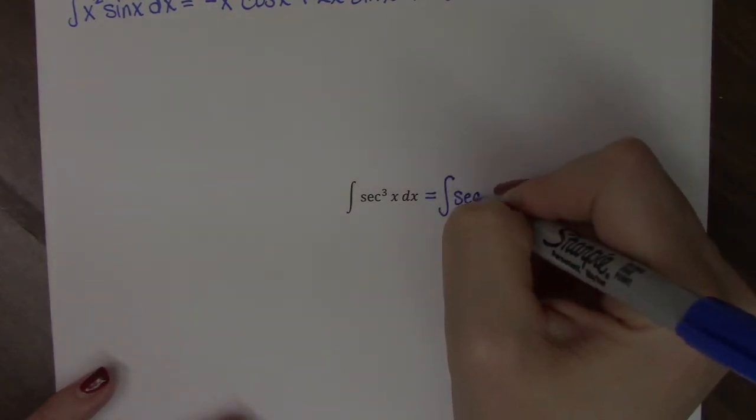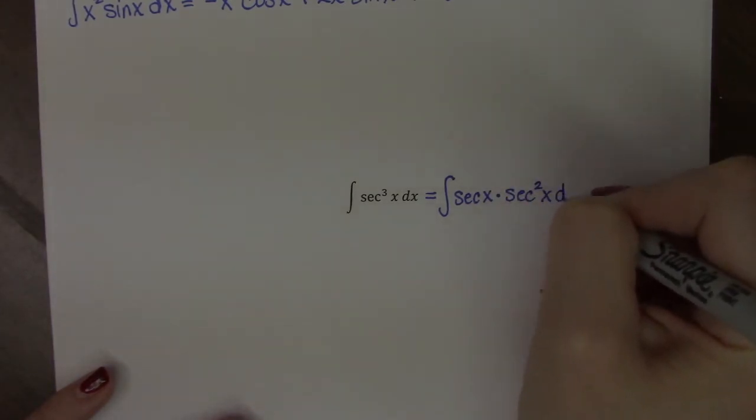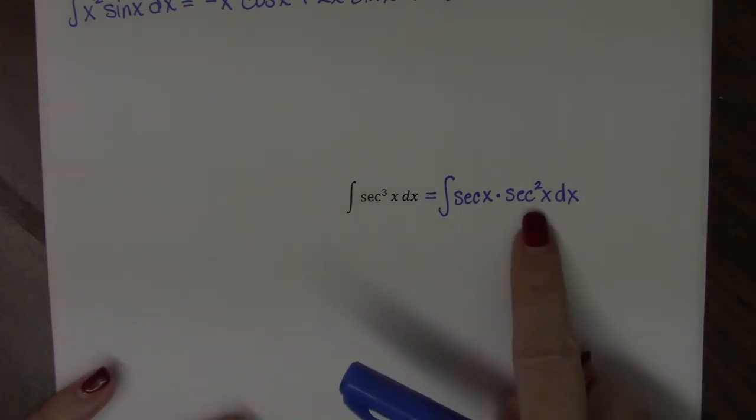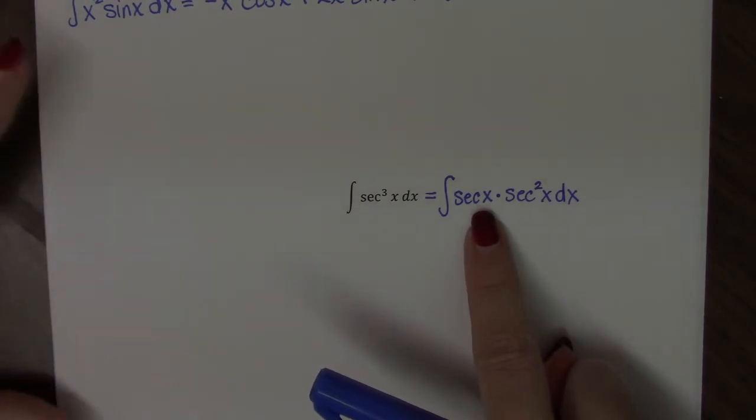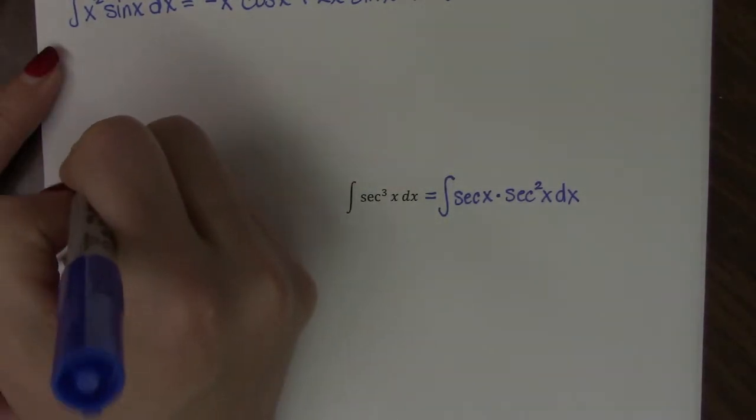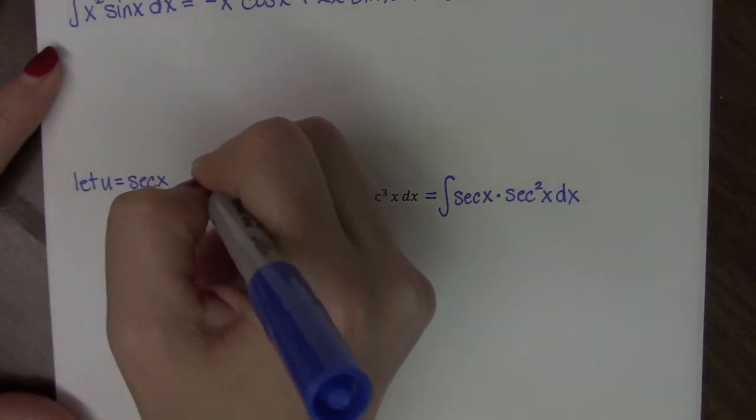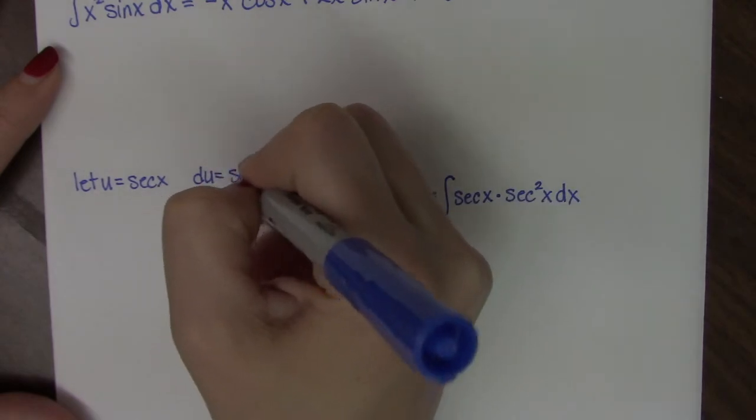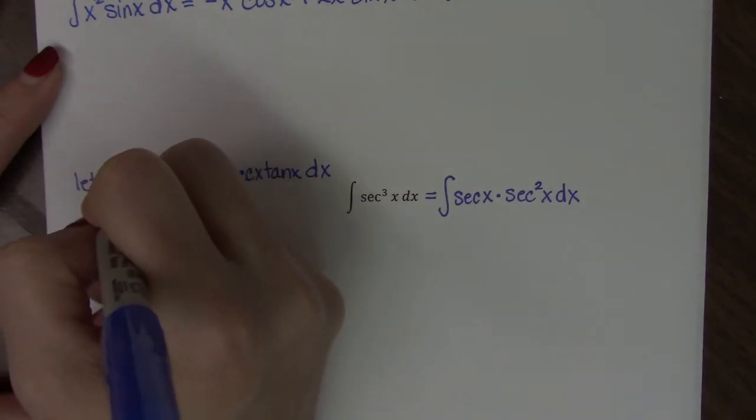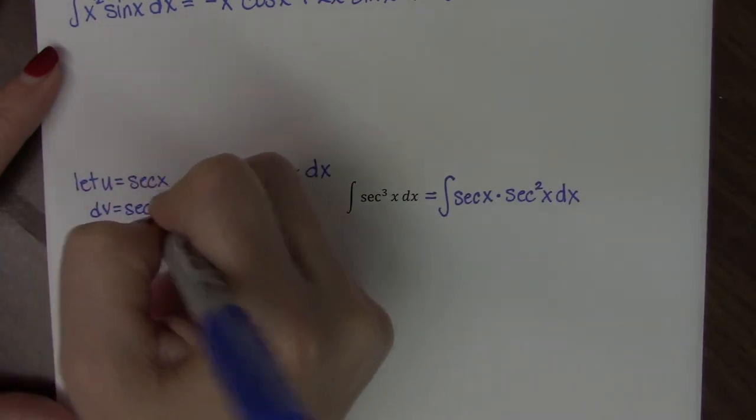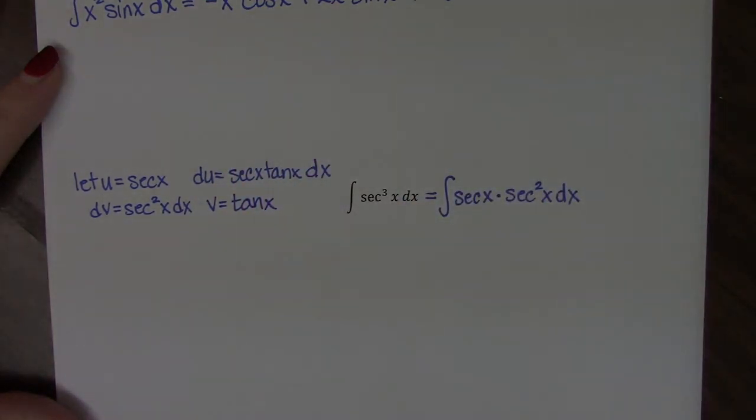So if I write this as secant x times secant squared x, well, now this is the derivative of tangent, and this is something I can take the derivative of. So I'm going to let my u be secant x. That means du is secant x tangent x dx. My dv is secant squared x dx. So v is tangent x.